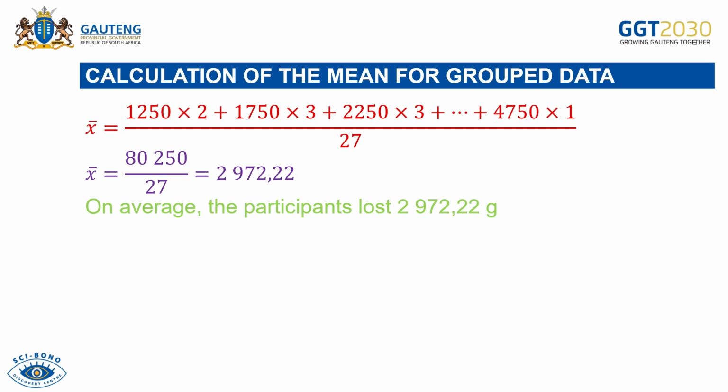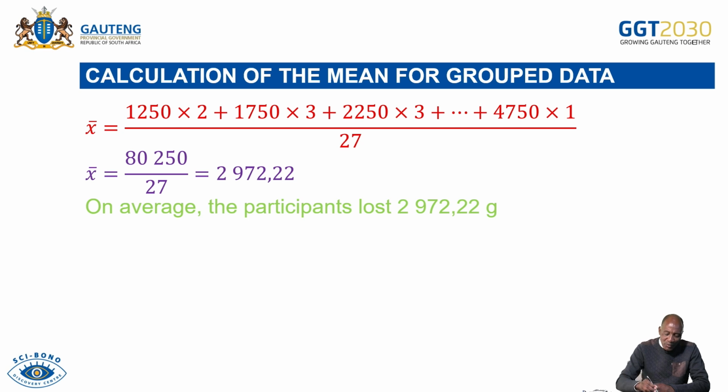So simplifying the numerator, you are getting 80,250, then divide by 27. So it means on average, the participants lost 2,972.22 grams. That's how you collect your 3 marks.